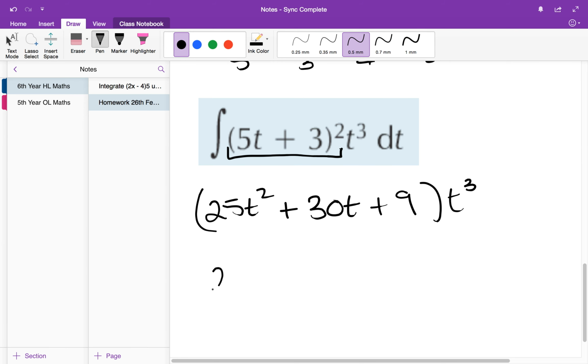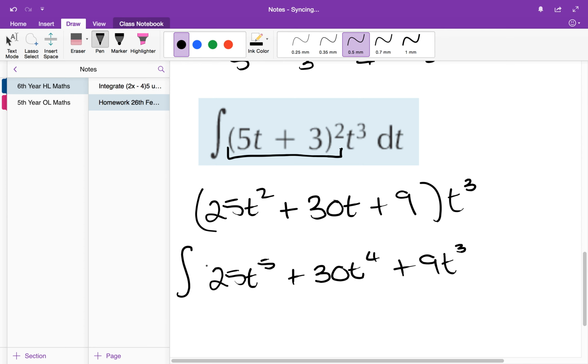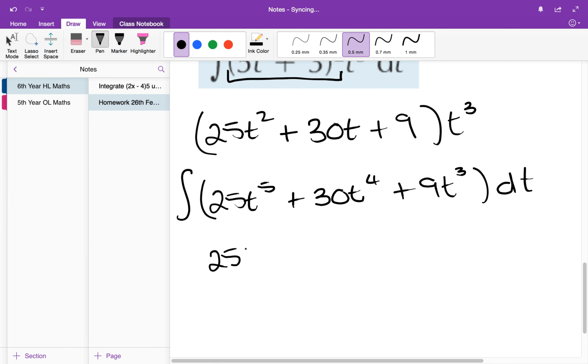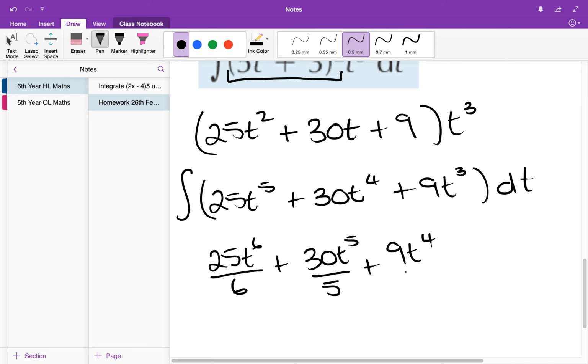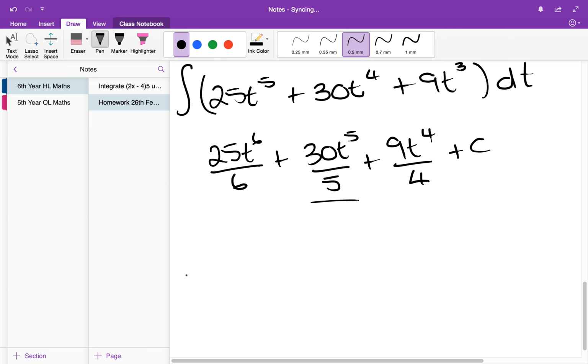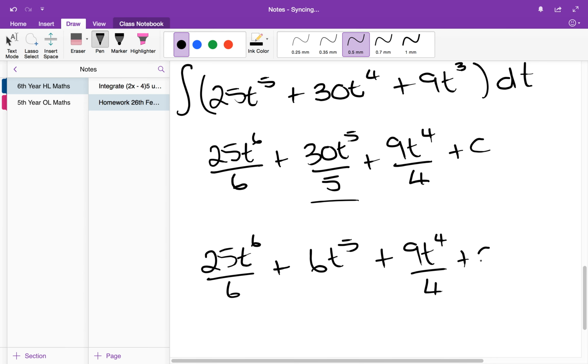So that means we'll have 25t to the 5 plus 30t to the 4 plus 9t cubed that we're going to integrate with respect to t. So 25t to the power 6 over 6 plus 30t to the power 5 over 5 plus 9t to the power 4 over 4 plus c. And I think that this one will simplify. So 25t to the 6 over 6 plus 6t to the 5 plus 9t to the 4 over 4 plus c for the third one.